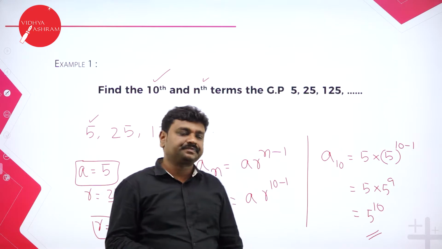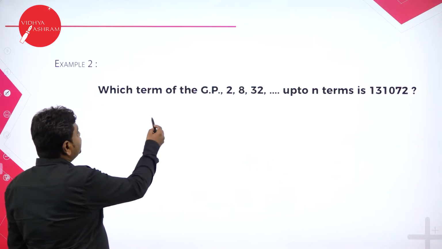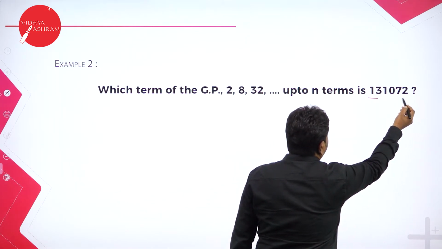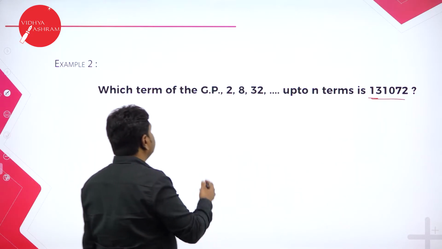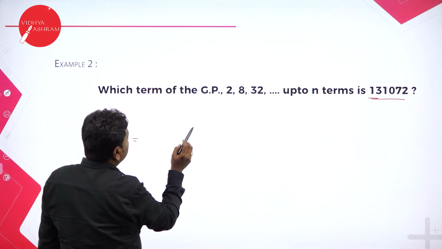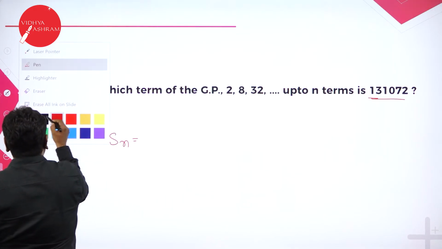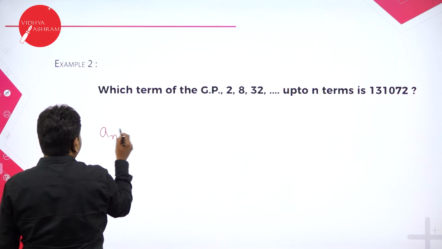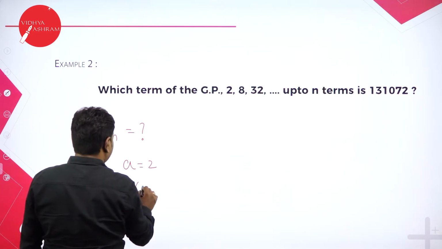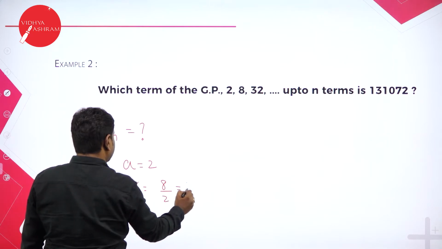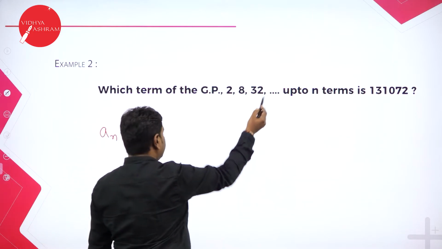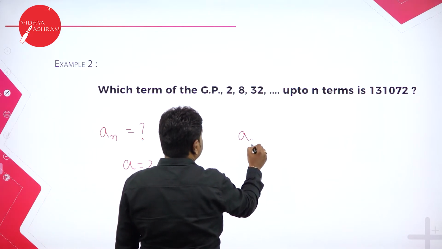We got A10. Then, which term of the GP sums up to 1310971072? Which term of the GP? So, Sn. Which term of the GP is up to n terms? Which term? Nth term. An is the question. A they gave 2. And they want n. R. How to find R? 8 by 2. 8 by 2 gives you what? 4. Common ratio is 4. Each term you multiply by 4, you will get the next term. 2 times 4 is 8. 8 times 4 is 32, like that. Now, which term? An is also given. What is An?